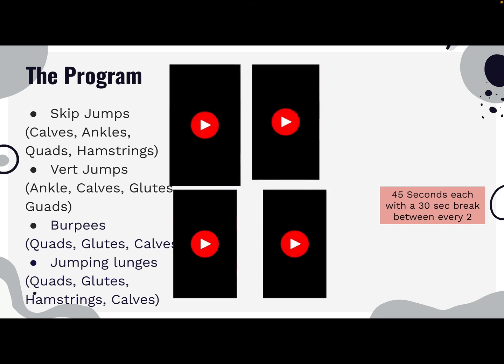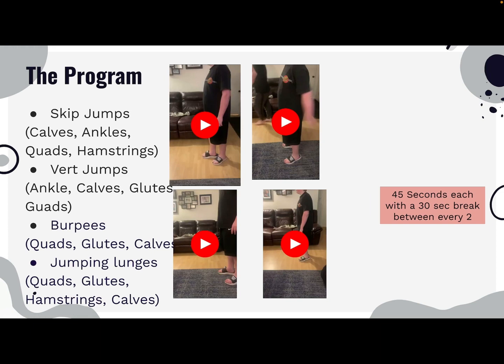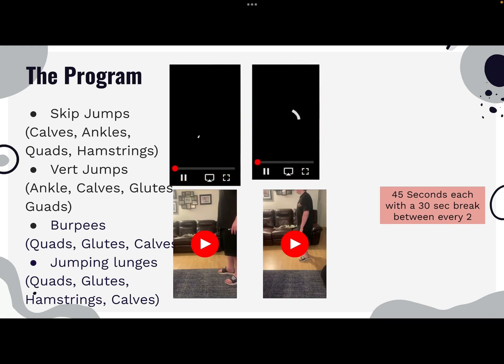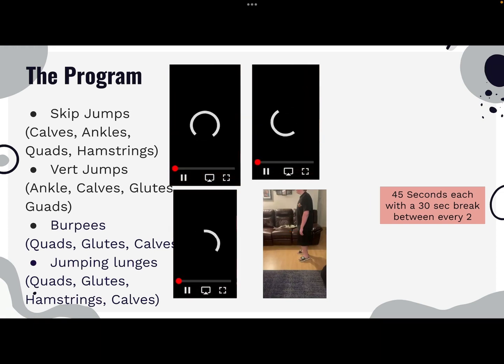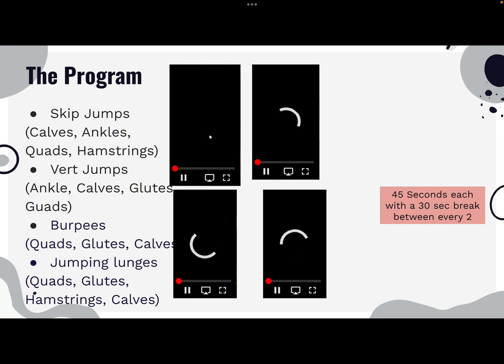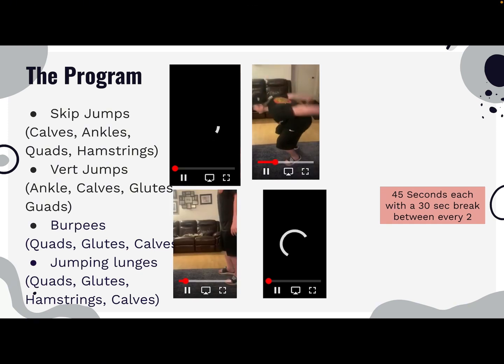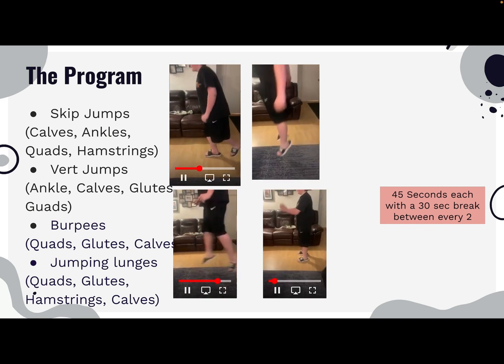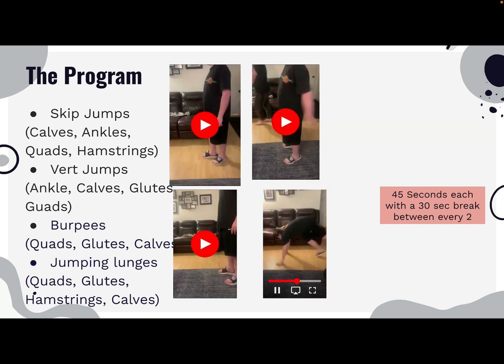Then is the other part of the program. This includes ski jumps, vertical jumps, burpees, and jumping lunges. This as well includes a lot of calves, a lot of ankle being brought in, a lot of quads, a lot of hamstrings, and especially with the calves, it's good because it brings in the posterior complex, which we were talking about in the beginning.